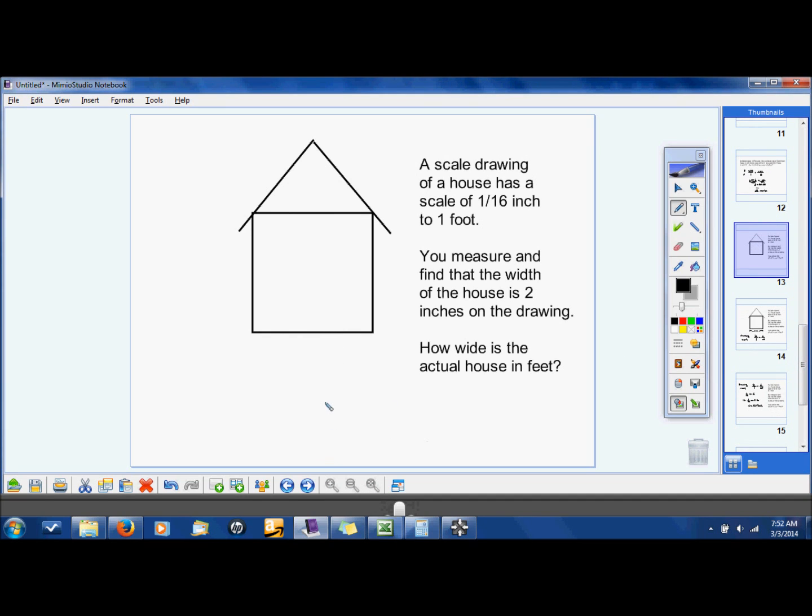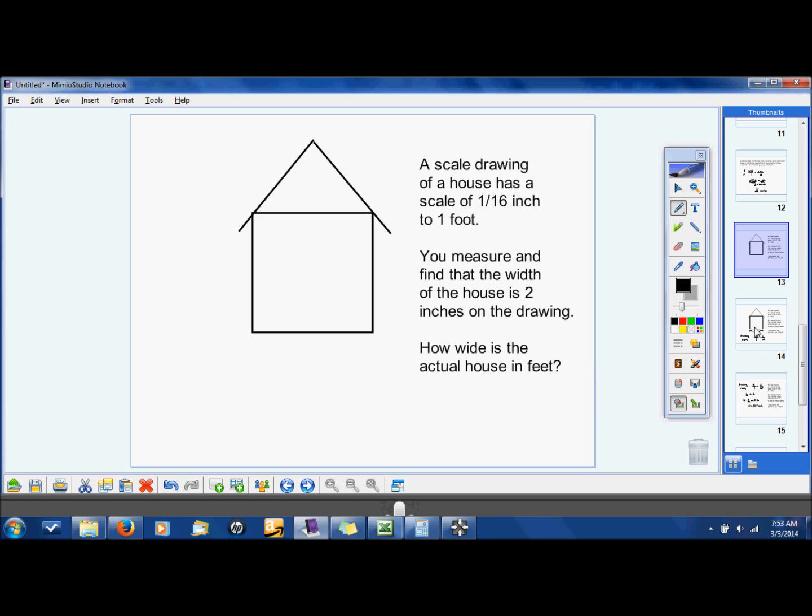I know we did this a little bit earlier in the year, but to review, you could have a scale drawing, and those scale drawings have a scale factor. This one says the scale is 1/16 of an inch on the picture compared to 1 foot in real life. So let's say you take your ruler and you measure the width of this house, and you find that it's 2 inches long on the drawing. So if it's 2 inches long on the drawing, our question is, how wide is the actual house?